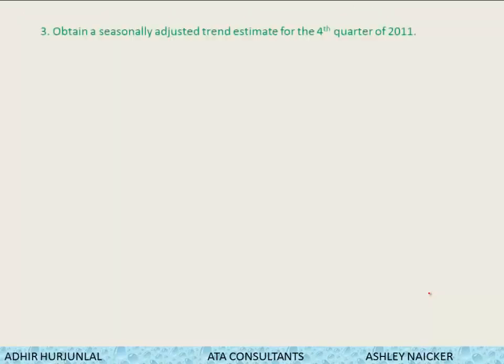Let me go over now to the last question. The last question says, obtain a seasonally adjusted trend estimate for the fourth quarter of 2011. This question can be different. They can ask you any quarter of, let's say, 2011: first, second, third, or fourth quarter. They could ask you any one of them. They could ask you all four. I will just simply do the fourth quarter, but everything else will be the same.